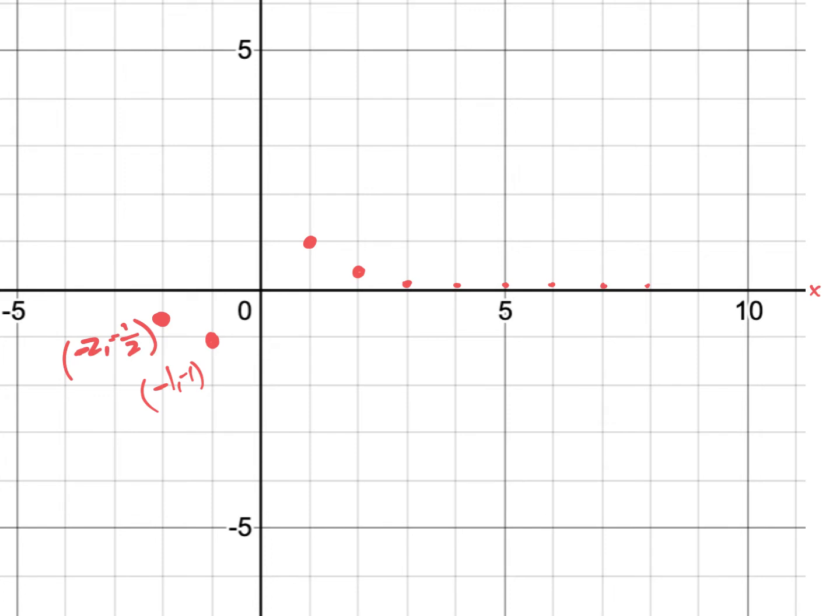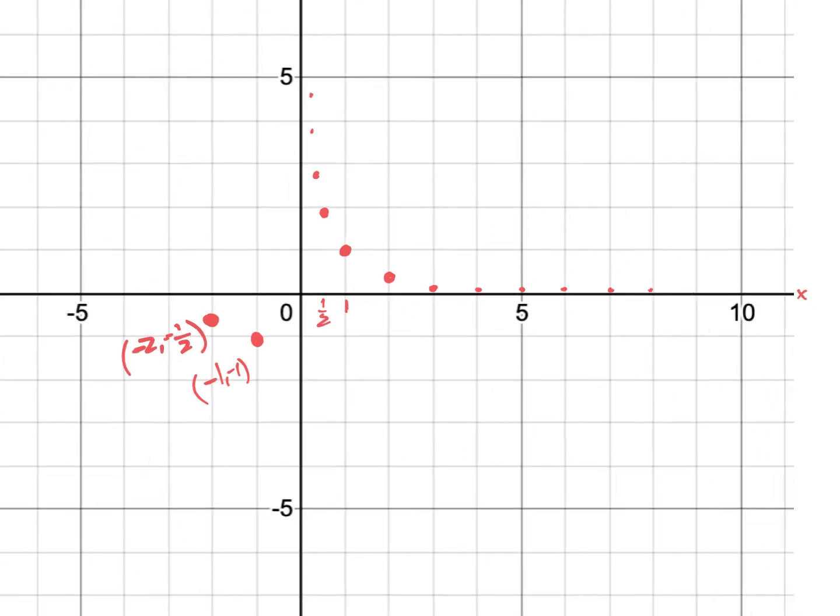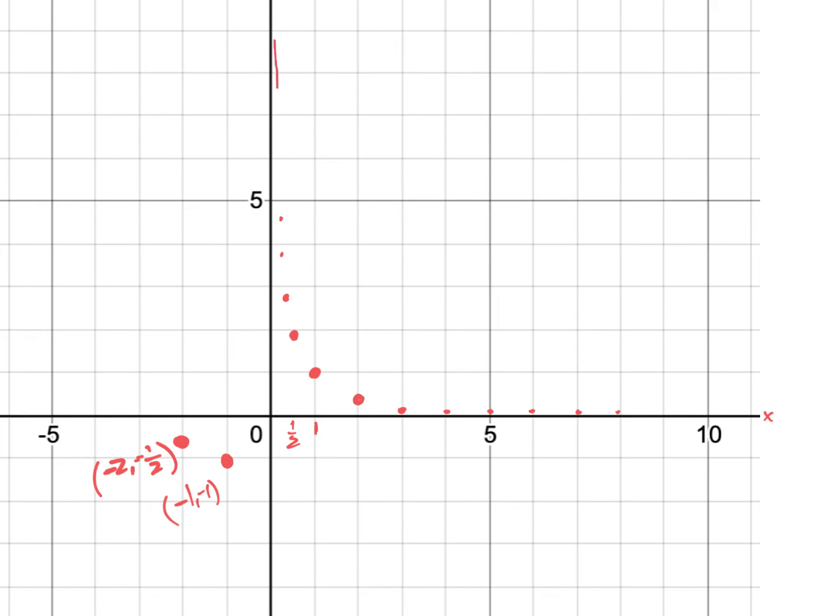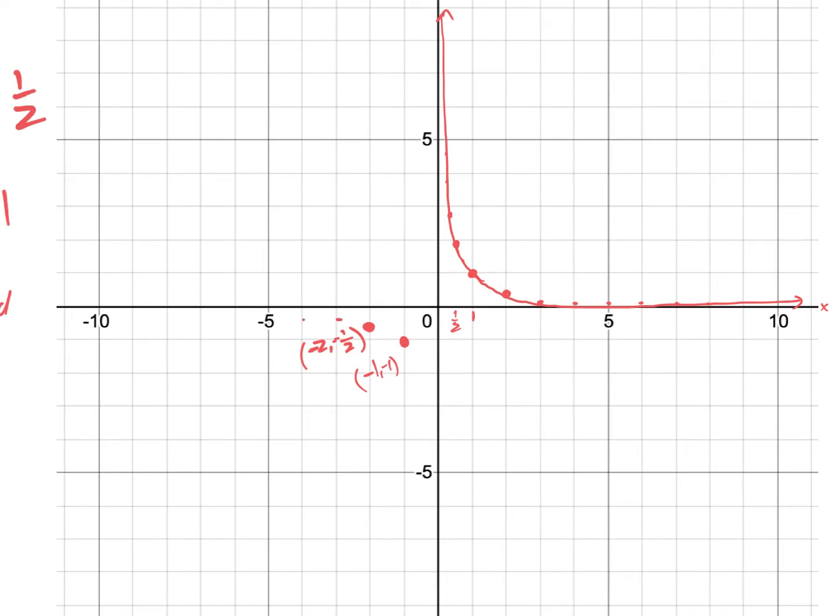Also, if we took fractions in between 0 and 1, like 1/2 for example, these points get really close but don't actually touch this y-axis. And this curve is going to look like this. It's a curve that goes through all of these points. It gets really close but doesn't actually touch each one of these axes. And you can see this happening for both the negative and the positive versions of this curve.